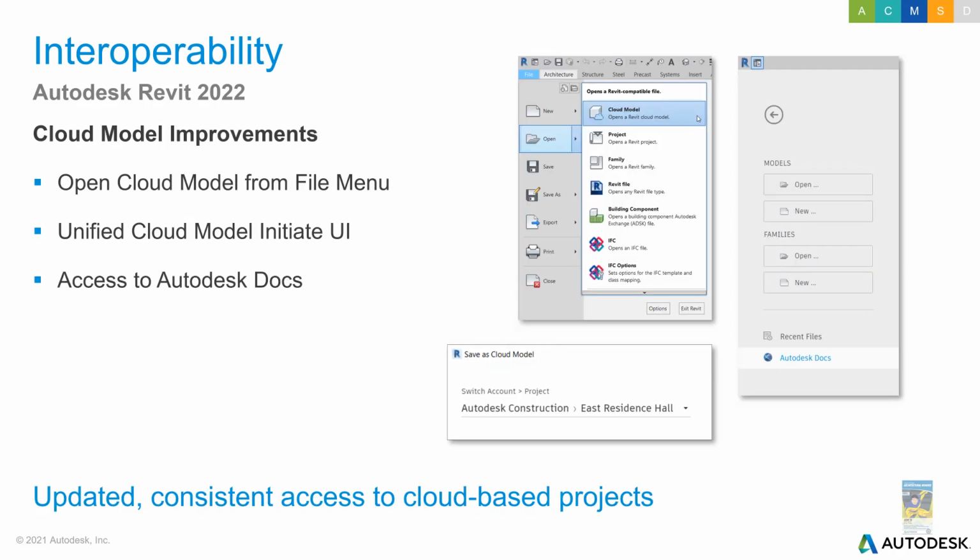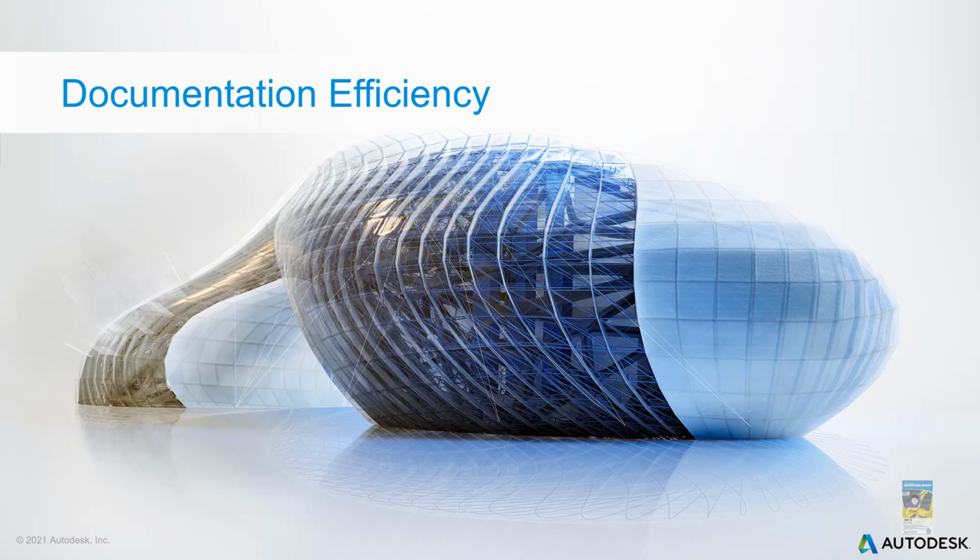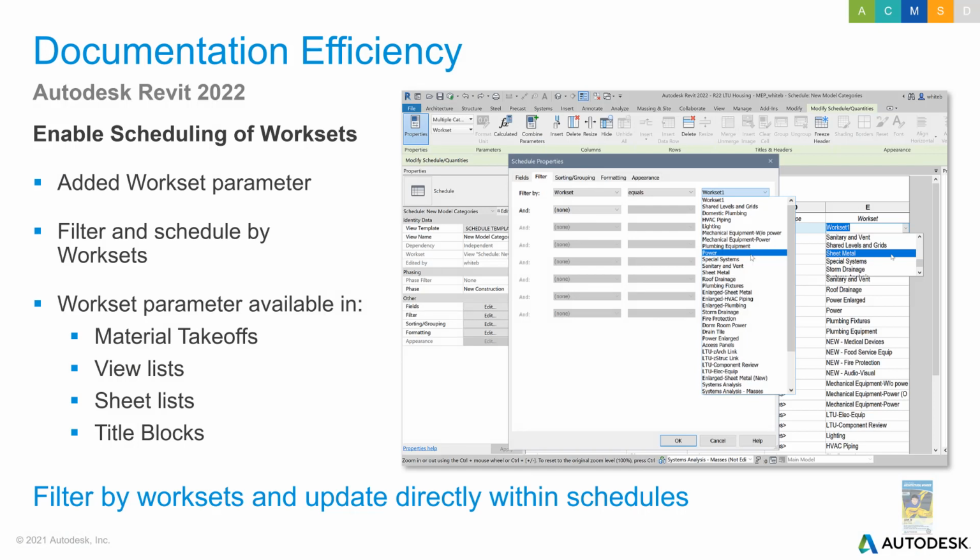You have cloud modeling improvements, so now you can open the cloud model from the file menu as well. It has unified cloud model initiation. It has access to Autodesk Docs. So in 2021, in the Revit Home, you had recent files and you had BIM 360, and now they've switched it to Autodesk Docs.